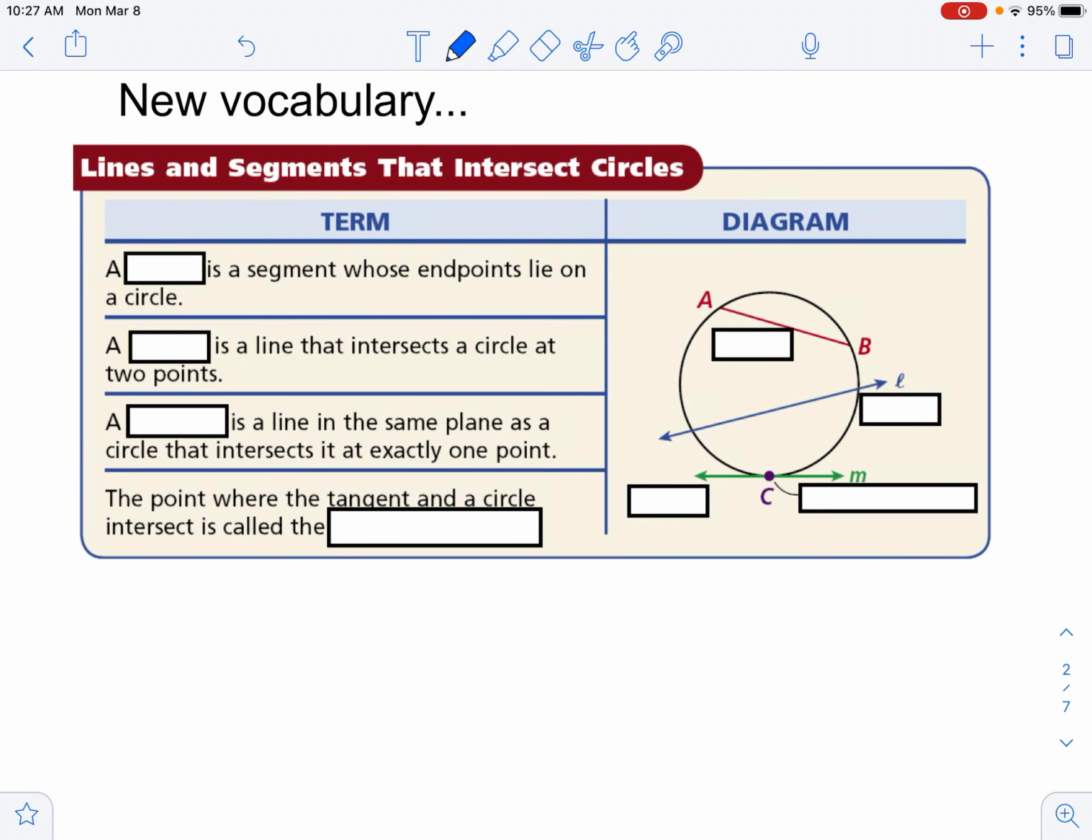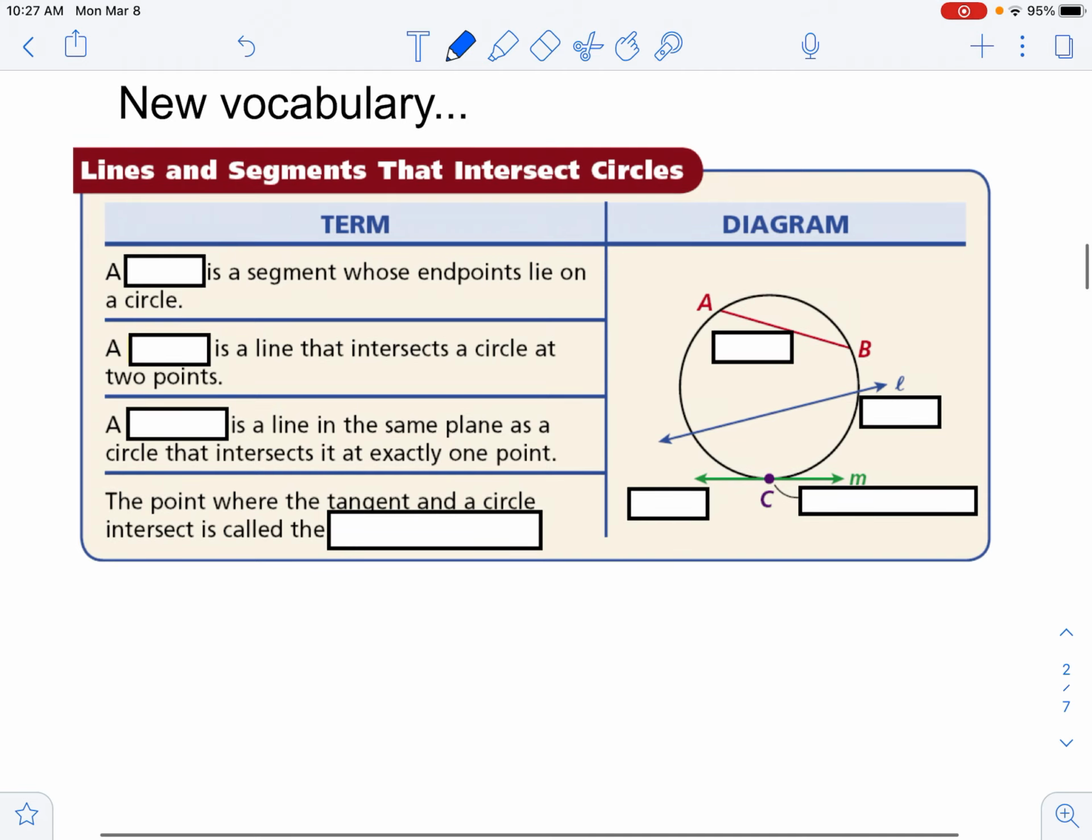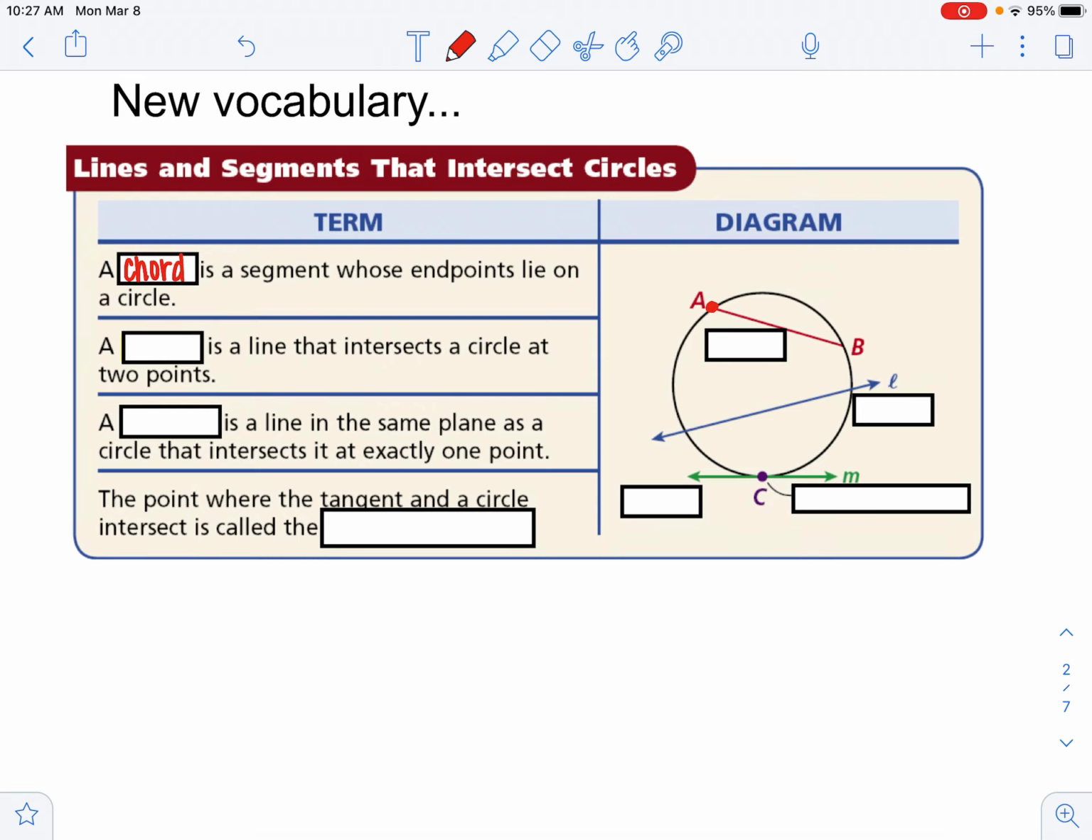All right, so here's the new vocabulary. A blank is a segment whose endpoints lie on the circle. Okay, so that is very similar to the definition of a diameter, except it doesn't have to go through the center. So a chord is a segment whose endpoints lie on the circle. So if you look right here, these endpoints are on the circle. It's not going through the center. This segment right here, AB, is a chord.